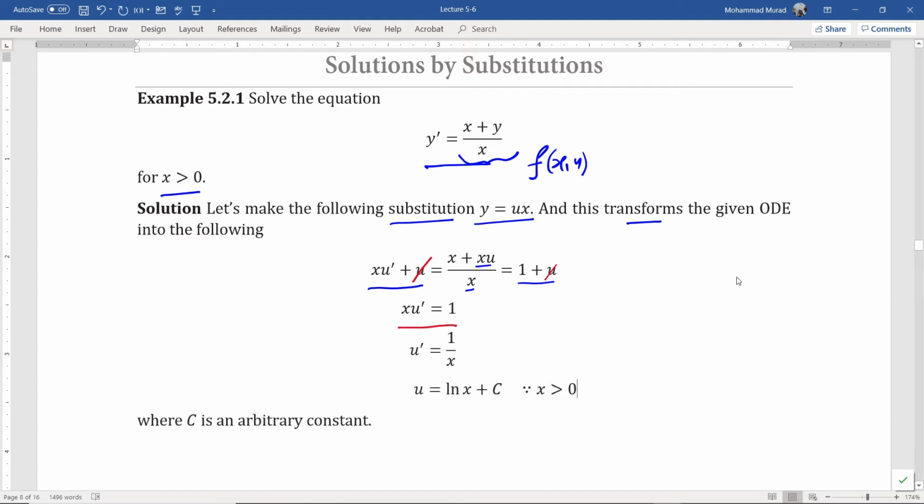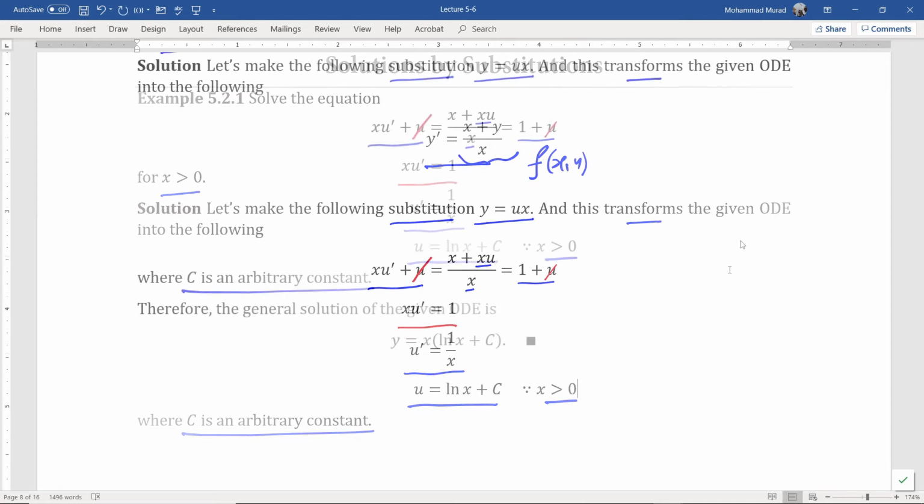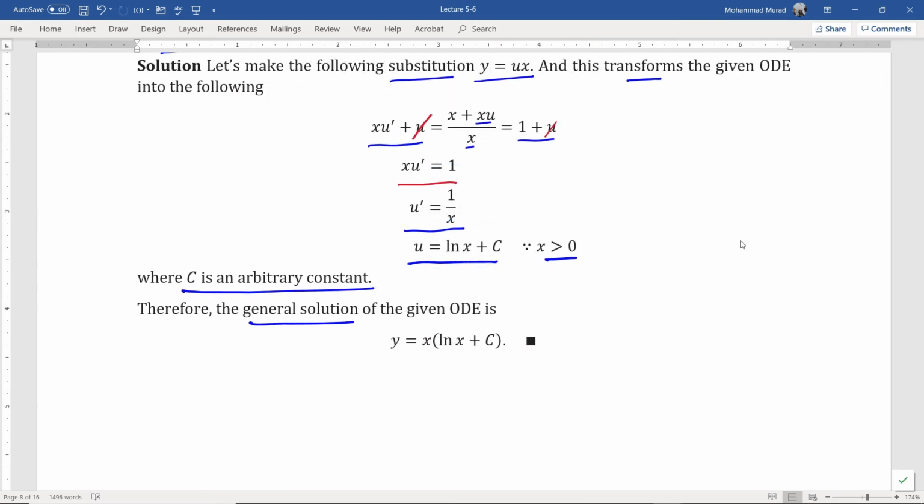By separating variables, we obtain u prime equals 1 over x, which, when integrated with respect to x, gives this equation, namely u in the left-hand side and natural log of x only, without absolute value because x is positive, plus c, where c is an arbitrary constant of integration. Therefore, the general solution of the given ODE is y equals x times u, where u is replaced by the expression we just obtained, natural log of x plus c.